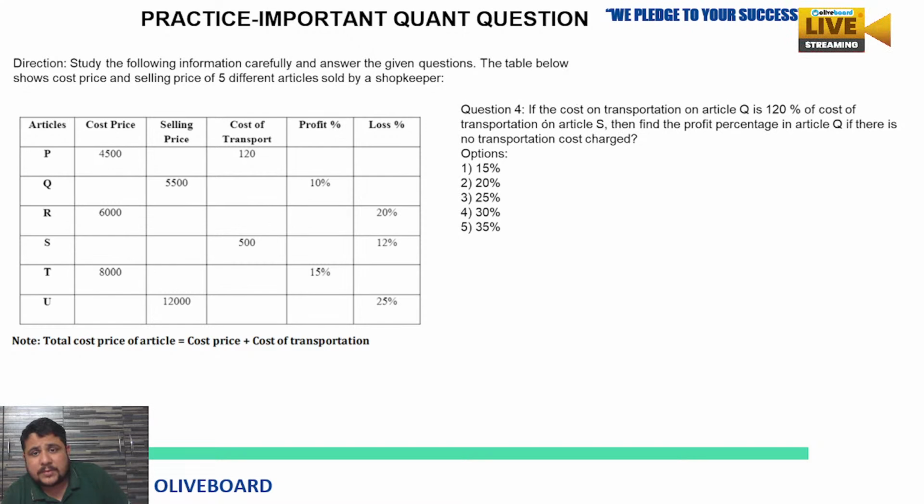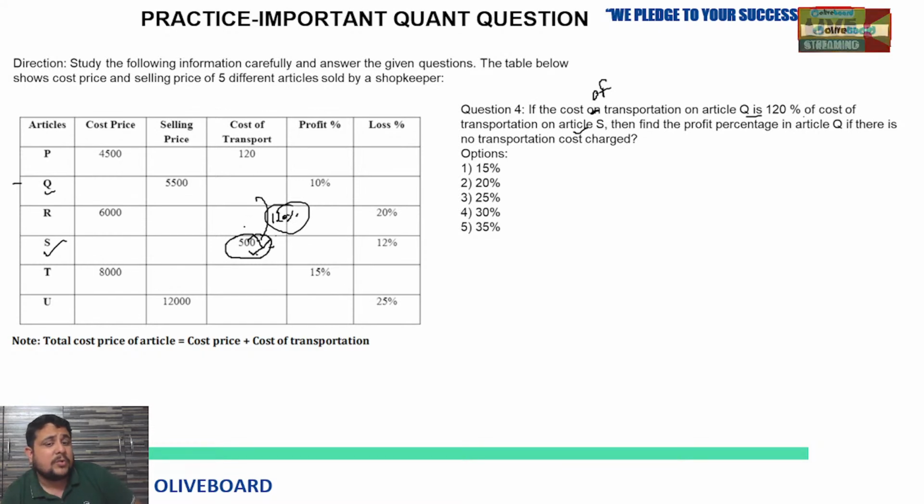Wait, now if the cost of transportation of article Q is 120%, means 20% more than the cost of transportation of article S. So we know the cost of transportation of article S. Yes, we know that is 500. And cost of transportation of article Q is what? 20% more than that, because 120% of this means what? 20% more you have to add in 500. Then you will get the cost of transportation of article Q.